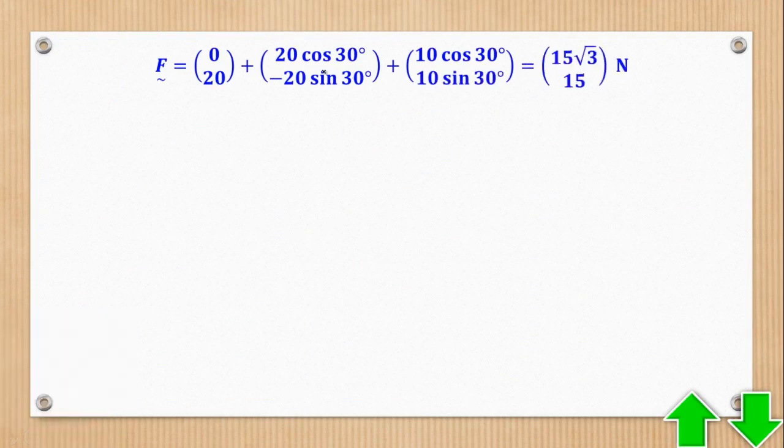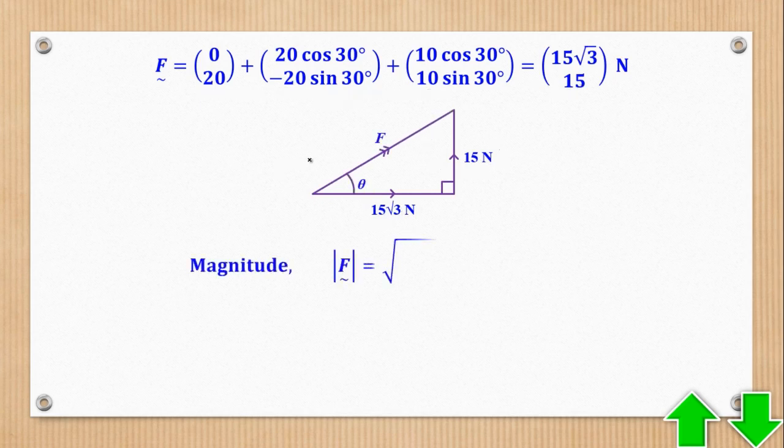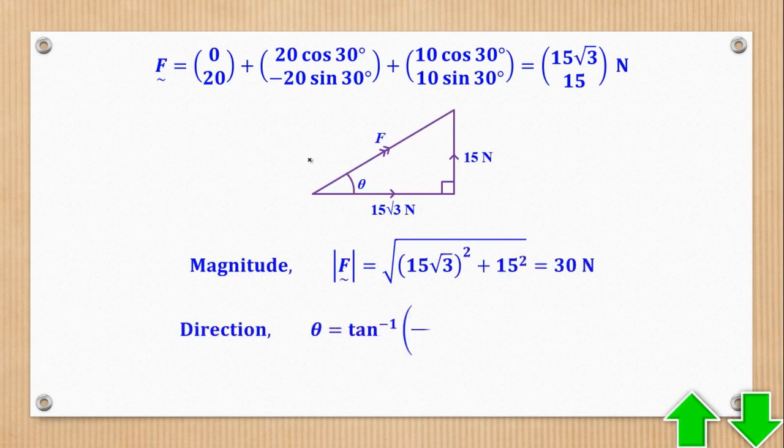So when I resolve, I'll come up with this as the resultant force. I think by now we know how to resolve. Positive horizontal is this, then positive vertical is upwards, then the resultant is from start to end. Then you can use Pythagoras theorem to get the magnitude, and also use SOH CAH TOA to get the direction.